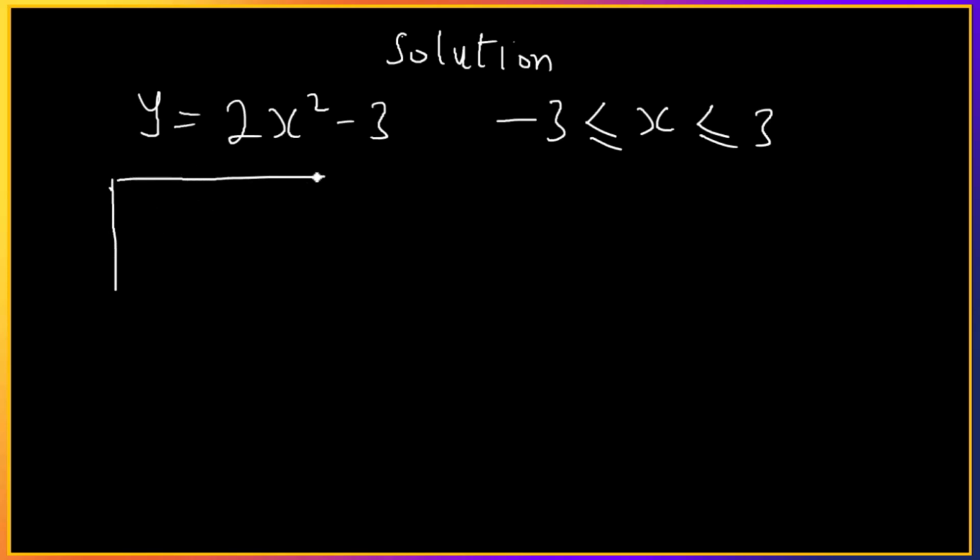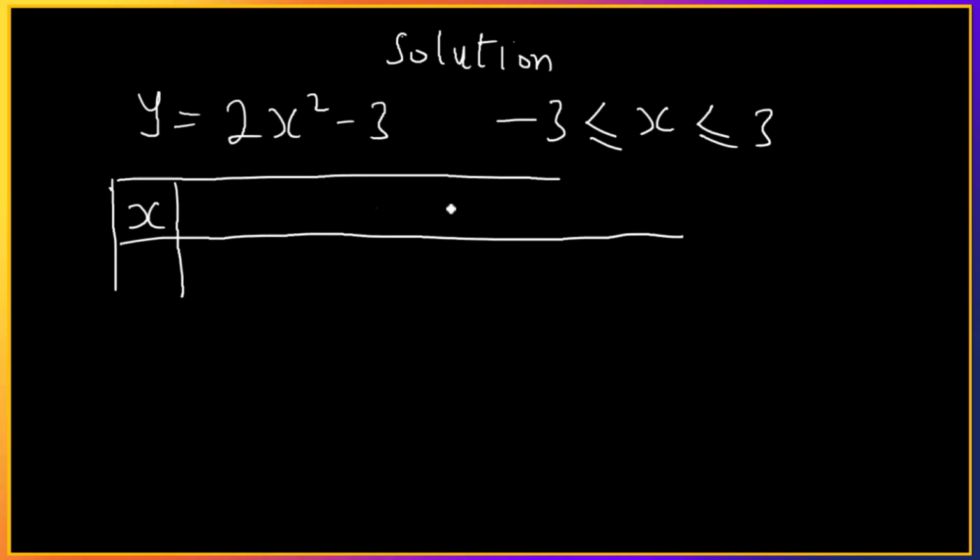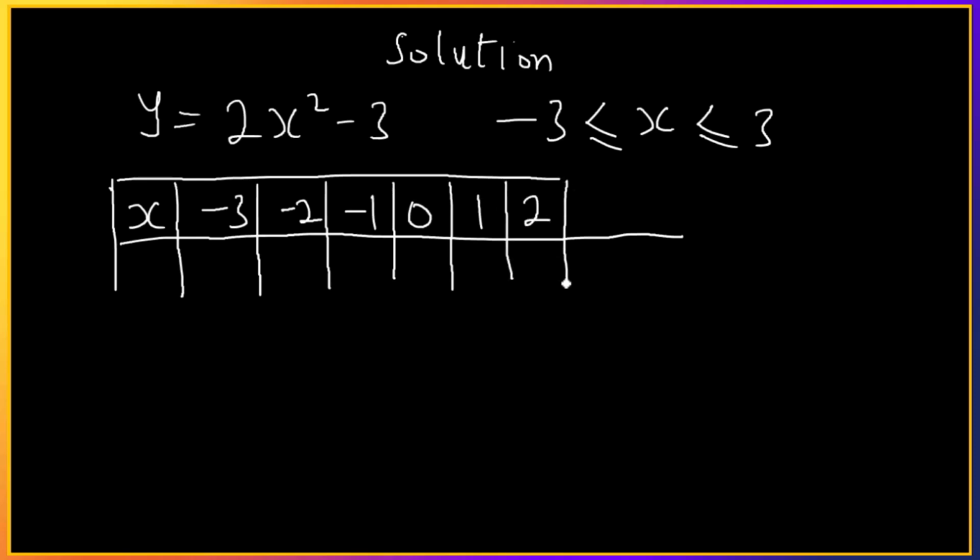So with the table, we have x ranging from negative 3, negative 2, and the second column, the second row takes the y coordinates.